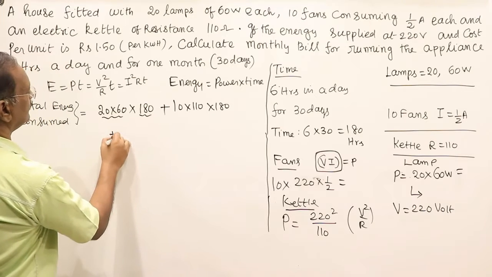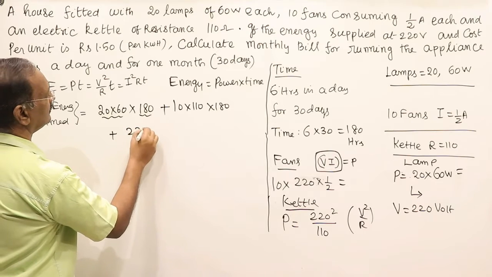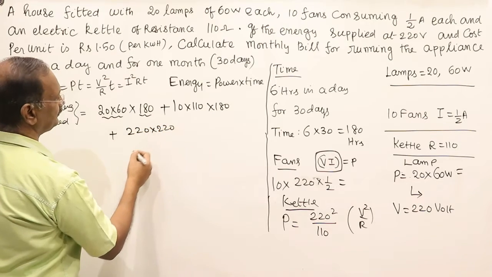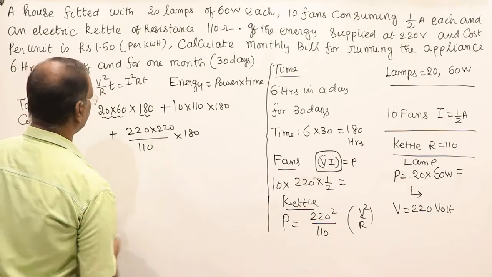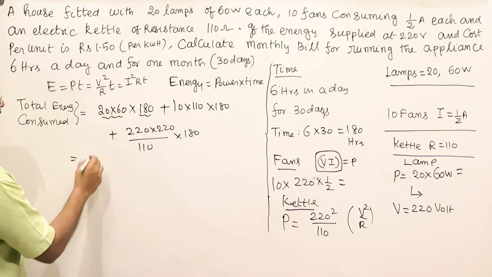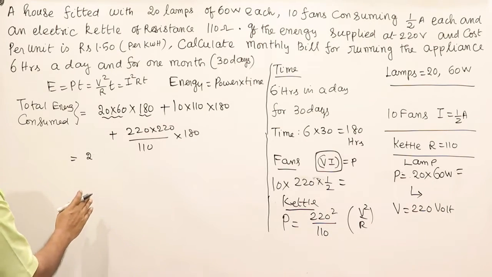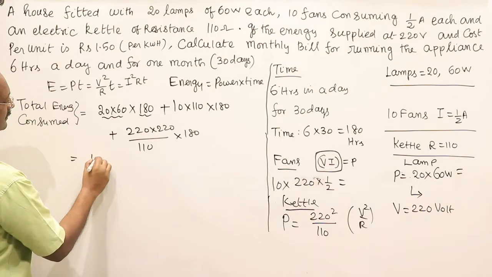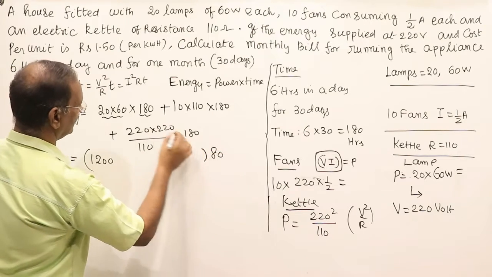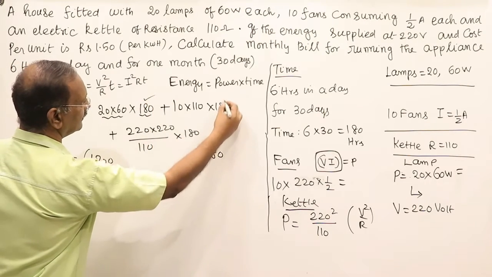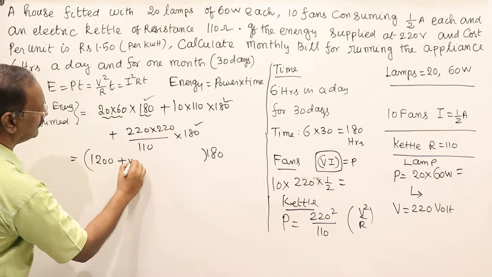That is 1, 2, 3 plus. What else? We have the fan and the kettle. For the kettle, the power is equal to 220 into 220 divided by 110, into 180. We can take common out. This is equal to 20 into 60, which is 1,200. We take the 180 outside as common, because 180 is common everywhere, and this is equal to plus 1100.